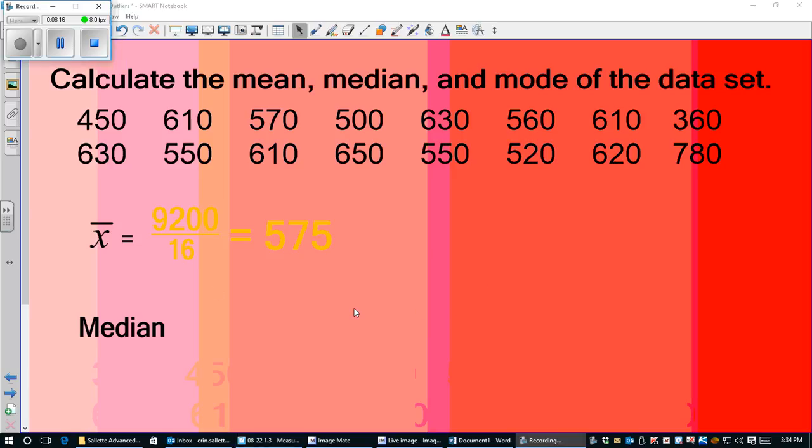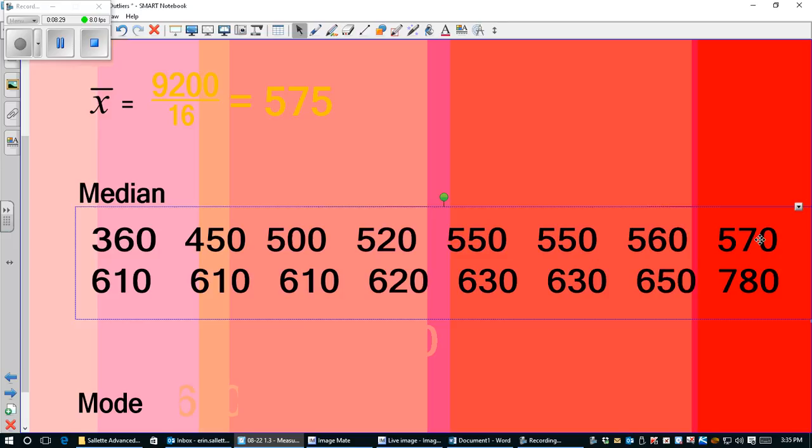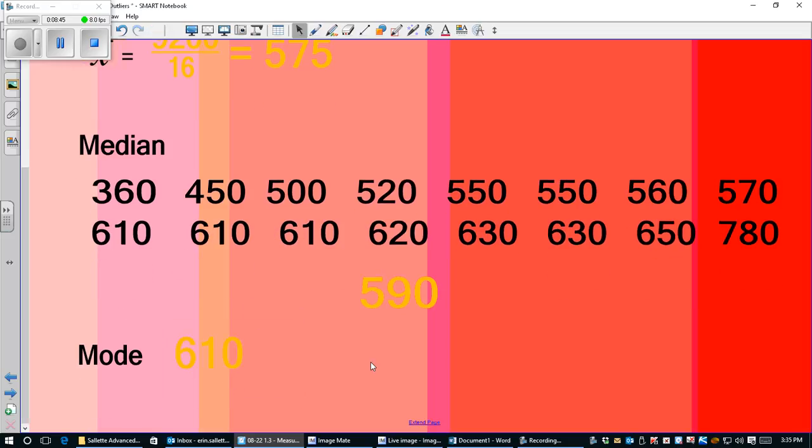To calculate the median, you line up your numbers in order from smallest to largest. And here I notice that we have an even number of data in our set. So I'm going to have to take the mean of the center two numbers, 570 and 610, in order to come up with 590. The mode is simply the number that occurs the most, and that number is 610. That number occurs 3 times, and no other number occurs 3 times like that. So we have a single mode data set.